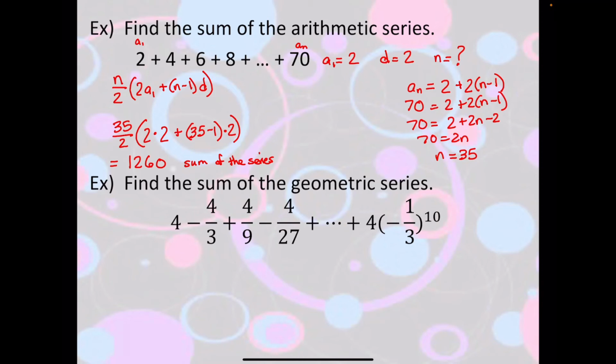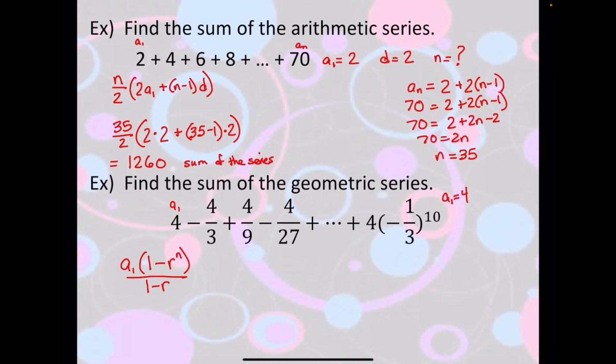All right, so now we need to find the sum of this geometric series. So we'll use its formula. So this is for a geometric series. And again, I don't want to have to go 4 minus 4/3 plus 4/9 minus 4 over 27 plus, and figure out the next term and the next term and see how many I would get to the end. So instead I'm going to use the formula. So in my formula, I need a sub 1. That's 4. You can see that here.